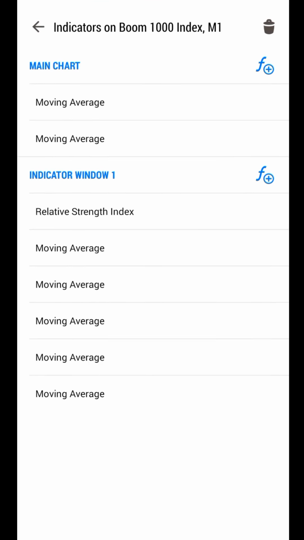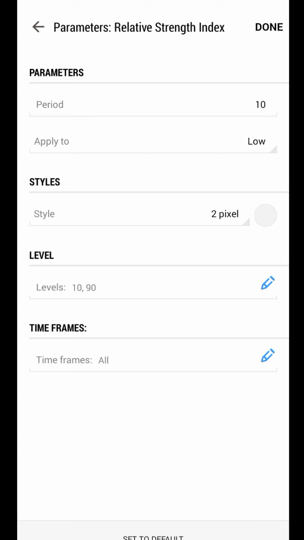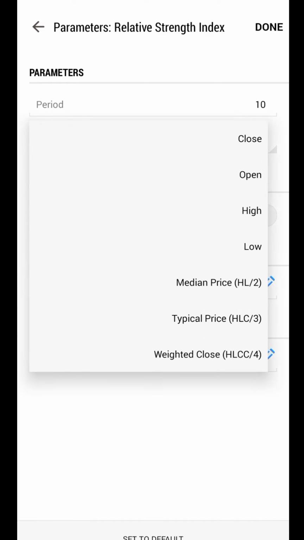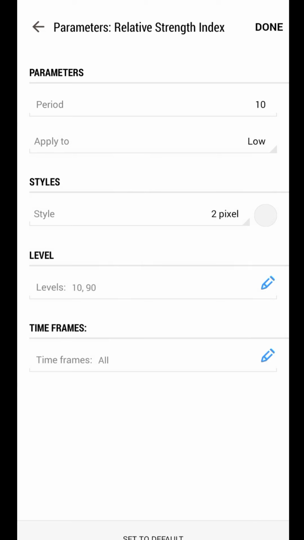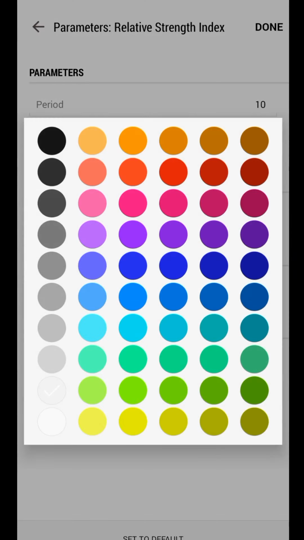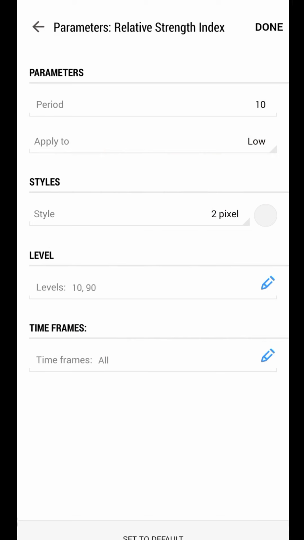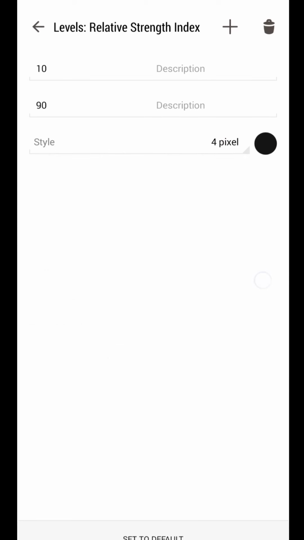Under the indicator window, the first thing to add is the Relative Strength Index, which is the RSI. The period, bring it back to 10. Apply to low, not apply to close here. So it's applied to low. Take note of that. The style isn't really necessary, so just use the background color of your chart, because we don't need the style of the RSI. Under the levels, come to 10 and 90.